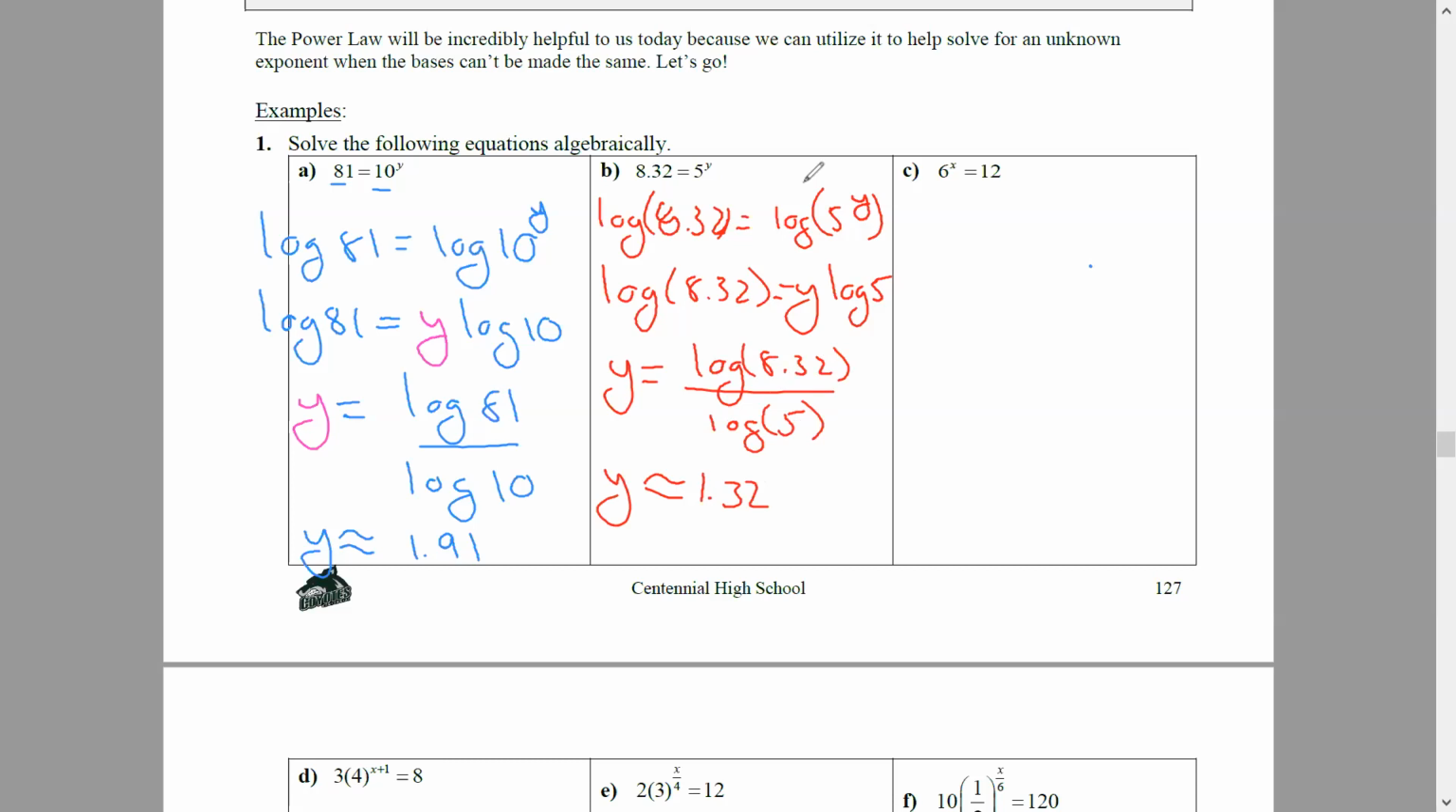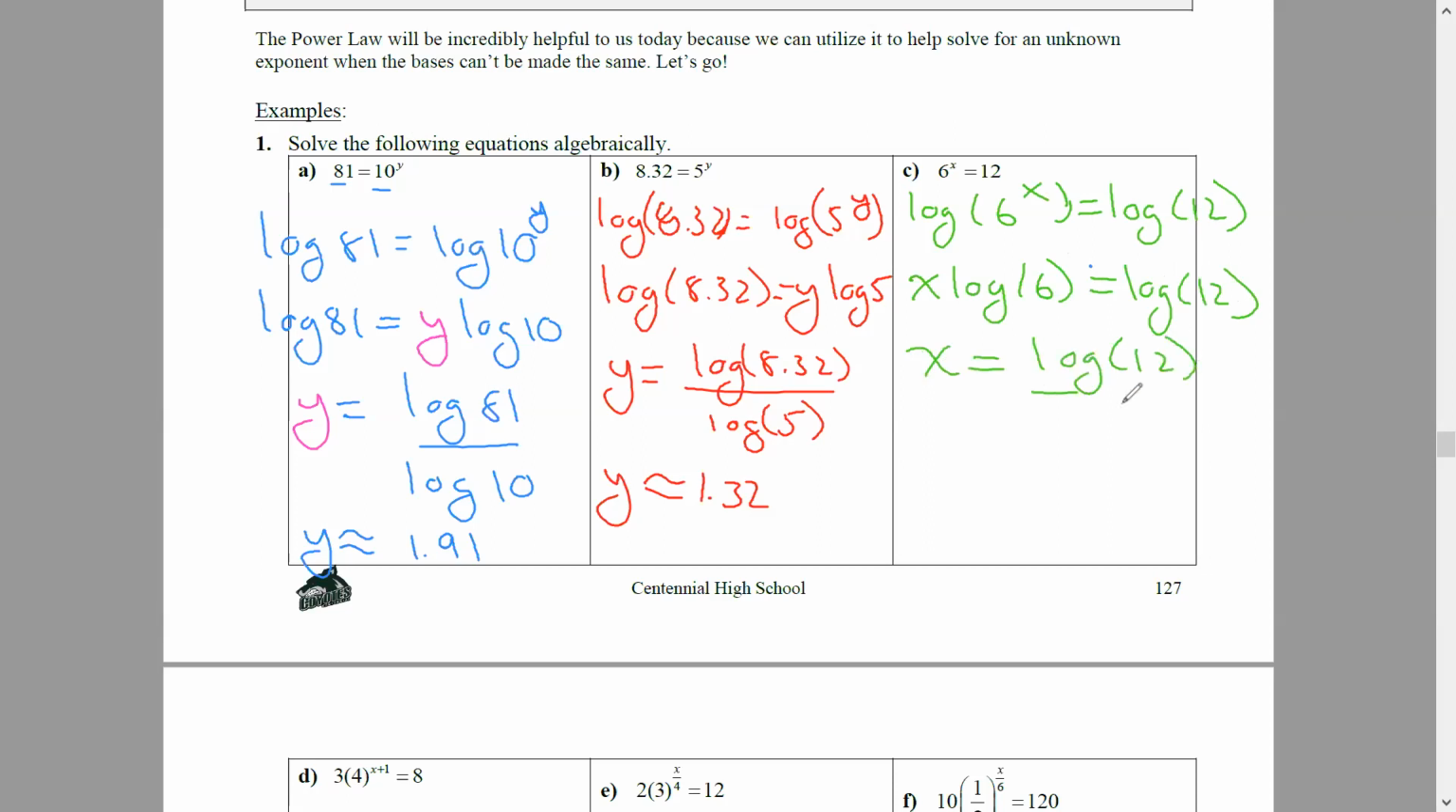C. Can I make 6 and 12 have the same base? Sir, no, sir. So I take the log of both sides. My exponent becomes my coefficient. I said it and I didn't write it. I got to go write that log there. Sorry, guys. Your exponent becomes your coefficient, and divide both sides by log 6.